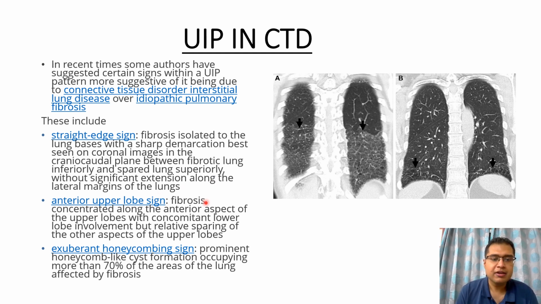Anterior upper lobe sign is fibrosis concentrated along the anterior aspect of the upper lobes with concomitant lower lobe involvement but relative sparing. This is particularly seen in case of SLE or ankylosing spondylitis. Exuberant honeycombing is a prominent honeycomb-like cyst formation occurring in more than 70% of the areas of the lung affected with fibrosis. So these are the signs that are associated with CTD associated UIP and not idiopathic pulmonary fibrosis.